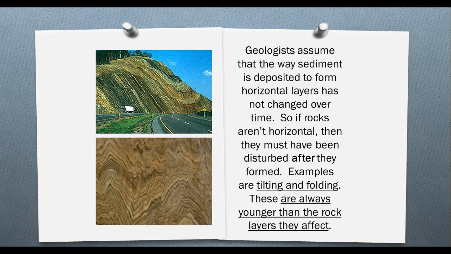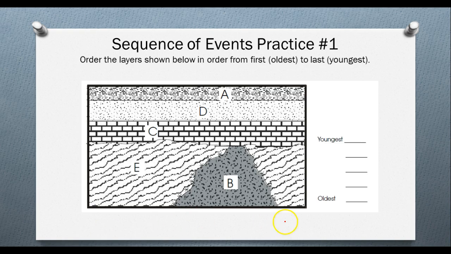All right, so again, geologists are going to assume that sediment's deposited in horizontal layers, and if it's not horizontal, then it must have been disturbed in some way. It might have been tilted, it might have been folded, it might have an intrusion, it might have a fault, but those things that have changed it are younger than the rock layers that it affects. So we're going to do a little bit of practice with identifying the different layers from oldest to youngest.